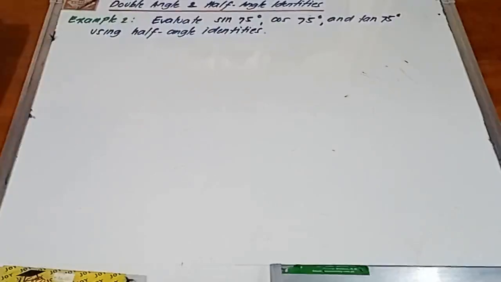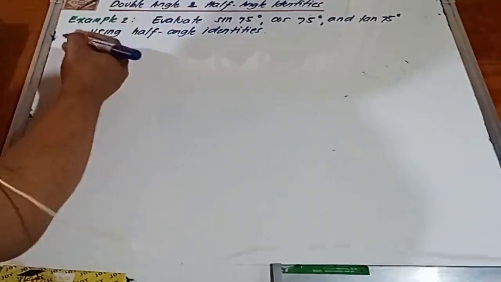Okay, so this is my second example para dun sa topic natin this week na double angle and half angle identities. It says, evaluate sine 75 degrees, cosine 75 degrees, and tangent 75 degrees using half angle identities. Okay, so if we're going to use half angle identities, we can write 75 degrees as 150 over 2. Okay, so sine 75 degrees muna.